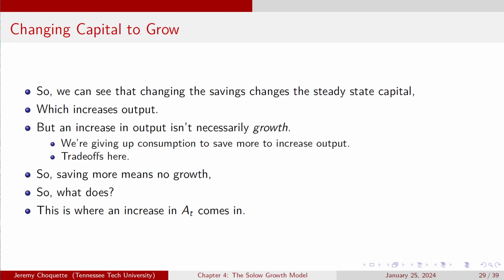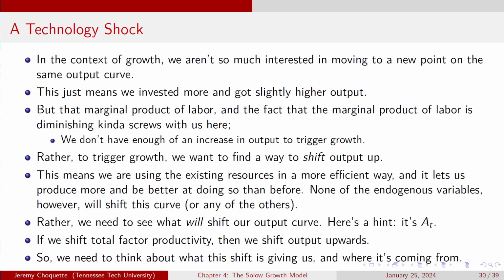So if saving more doesn't mean growth, what does mean growth? Well, that's the change in total factor productivity. Because we aren't interested in moving to a new point on the same output curve if we want growth. That just means, like I said earlier, we invested more and got slightly higher output. But the fact that the marginal product of capital is diminishing kind of screws with us, because we're not getting enough of an increase in output to really trigger growth.